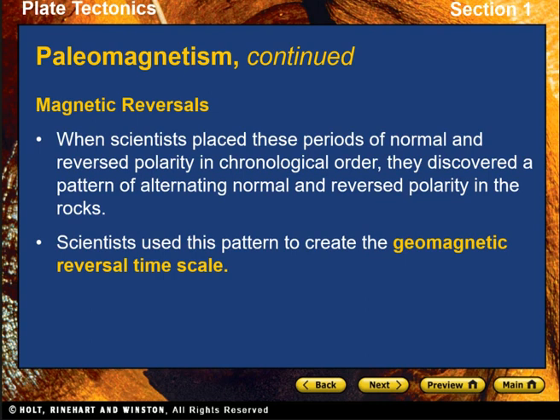When scientists placed these periods of normal and reverse polarity in chronological order, they discovered a pattern of alternating normal and reversed polarity in the rocks. Scientists used this pattern to create the geomagnetic reversal timescale.